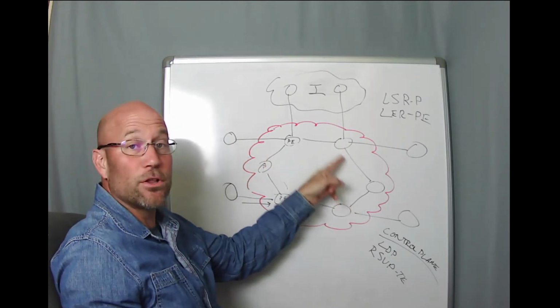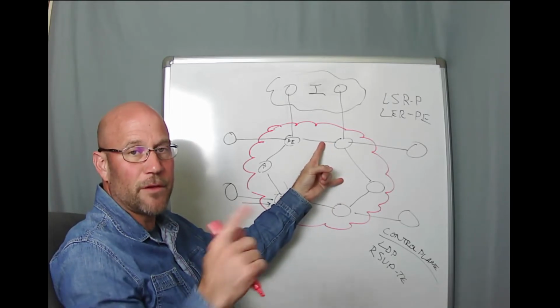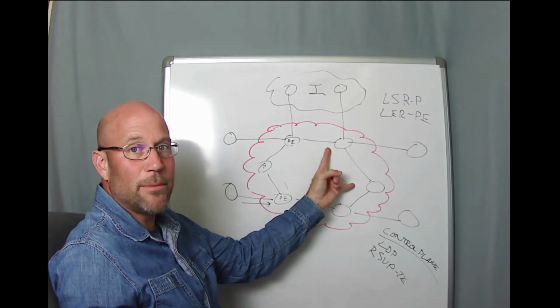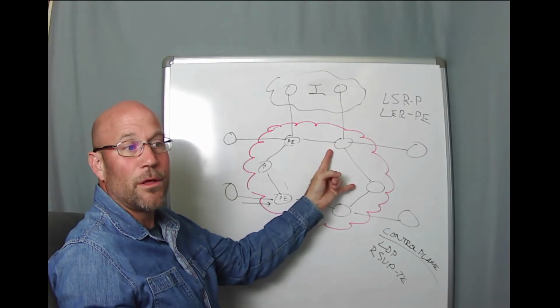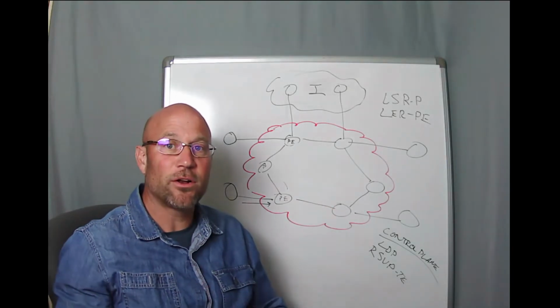If you went here and you looked at the label, or you looked at the lib or the lfib, and I talk about lib and lfib in another video, those tables do not have those entries. All right, that's a difference between LDP and rsvp-te.